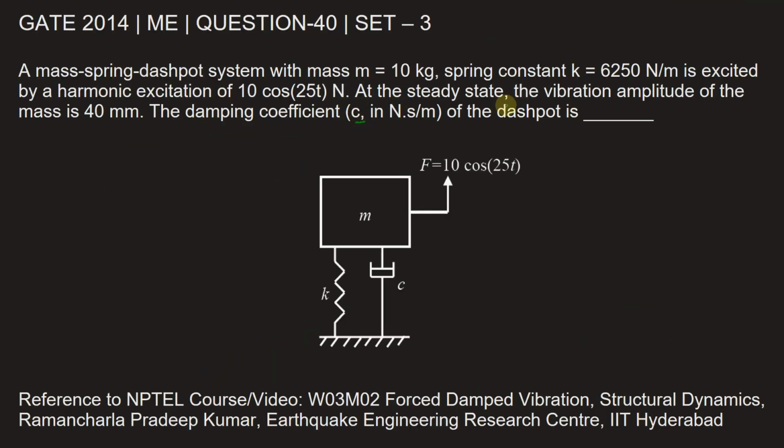So the damping coefficient C of the dashpot is 10 Newton second per meter.